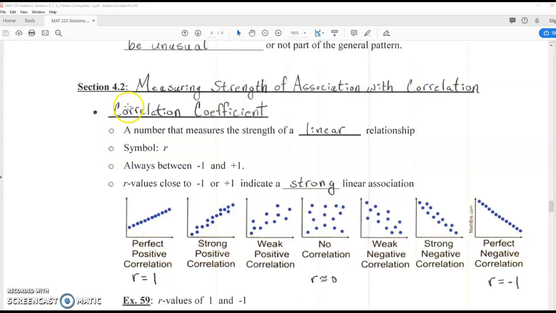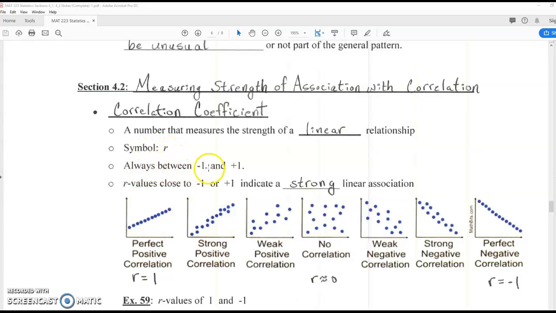Okay, we're on section 4.2, which is measuring the strength of the association with correlation. So far we just said weak or strong. Now we want to have a numerical measurement for that. That measurement is called the correlation coefficient, a number that measures the strength of a linear relationship. Its symbol is little r, technically. Unfortunately, StatCrunch uses a capital R, but its symbol is little r.